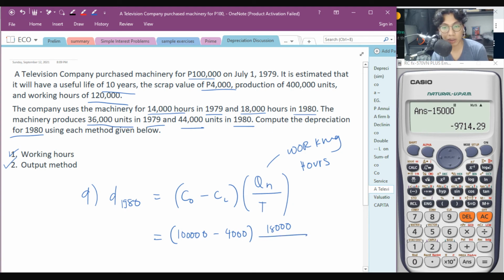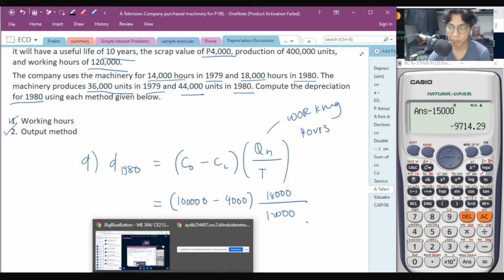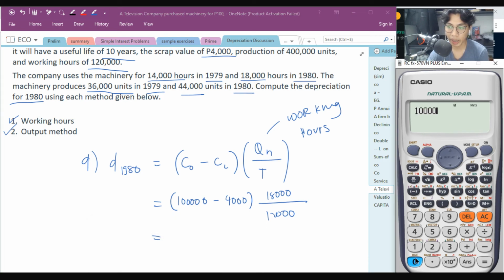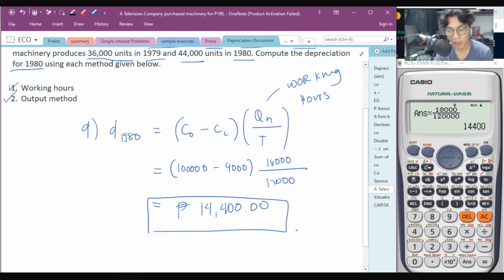And the total hours na given, rated, is 120,000 hours. So, makakancel yan. So, ang unit niyan will be 100,000 minus 4,000. Okay. Multiplied to 18,000 divided by 120,000 hours. Yung rated life niya. Working hours. So, 14,400 PHP. Yan yung depreciation niya due to working hours or based on the working hours.